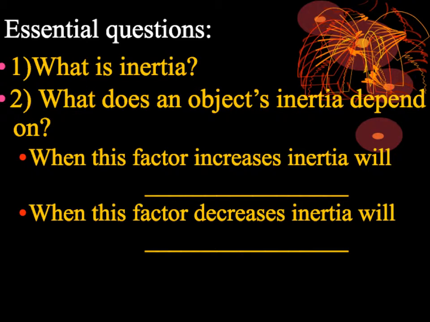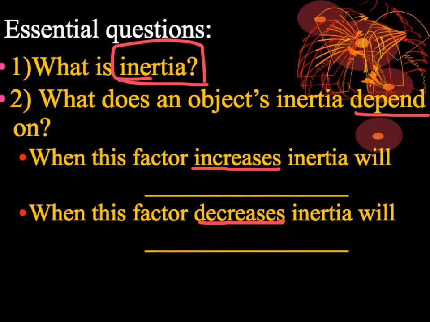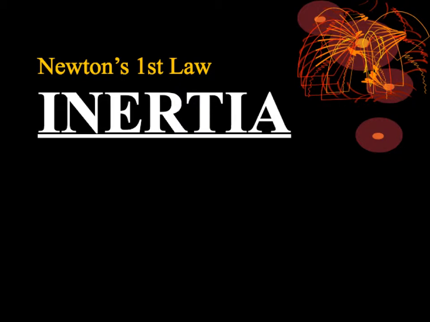For this first law, we have a few essential questions that focus on the law. This is going to be kind of our key word of the discussion today, inertia. And we want to know, what does an object's inertia depend on? What determines how much inertia an object has, and what happens when this factor increases and what happens when it decreases in terms of inertia? So this will be our focus today as we discuss. We want to focus on that because this first law, according to Isaac Newton, is sometimes called the law of inertia.